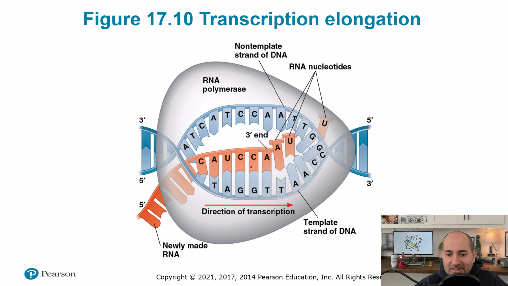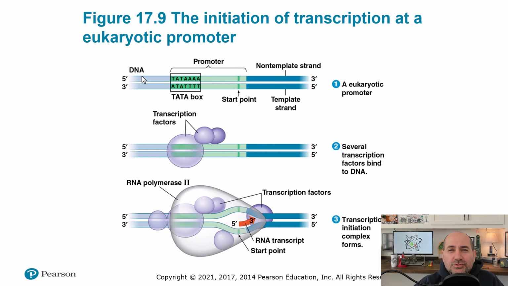G, you put down a C. T, you put down an A. T, you put down an A. But remember, for complementing A's, you have to put down a U. And notice again how the newly synthesized mRNA is being constructed from a 5' to a 3' direction. Isn't that neat? Here's a closer look at the promoter.